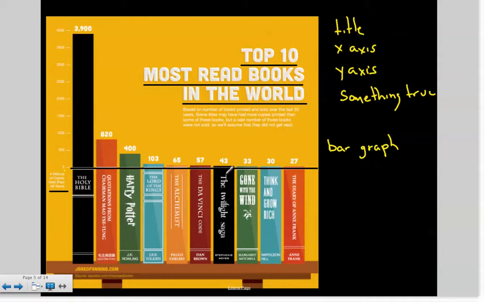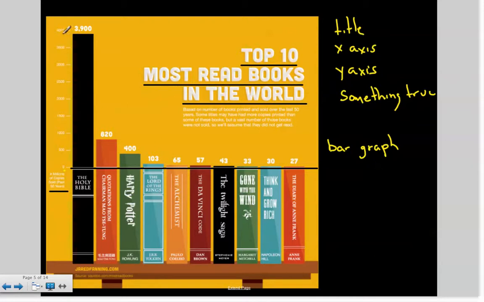And something true about this graph, we could say that the Holy Bible is the most sold book in the world. We can say the Harry Potter series is more popular than the Twilight Saga, or we can say the Diary of Anne Frank is less popular than The Alchemist. So each one of these is telling us important information. So this, guys, is how you read bar graphs.